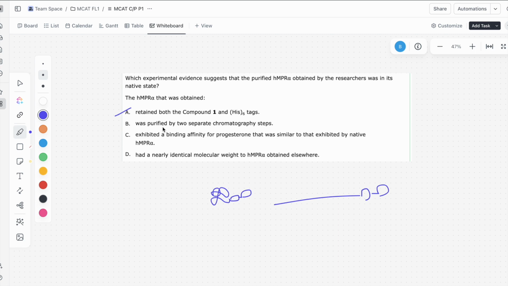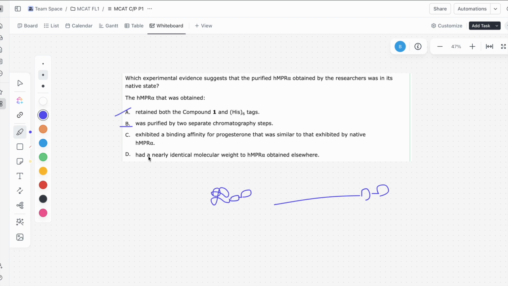B says, was purified by 2 separate chromatography steps. The purification step, the ones they did at least, doesn't depend on whether these were denatured or fully folded. As a matter of fact, during these purification steps, it's more likely that they were completely denatured. So again, the fact that it was just going through the 2 chromatography steps doesn't tell us whether this protein was completely folded or unfolded. Like I said, it doesn't. It was probably actually denatured completely.